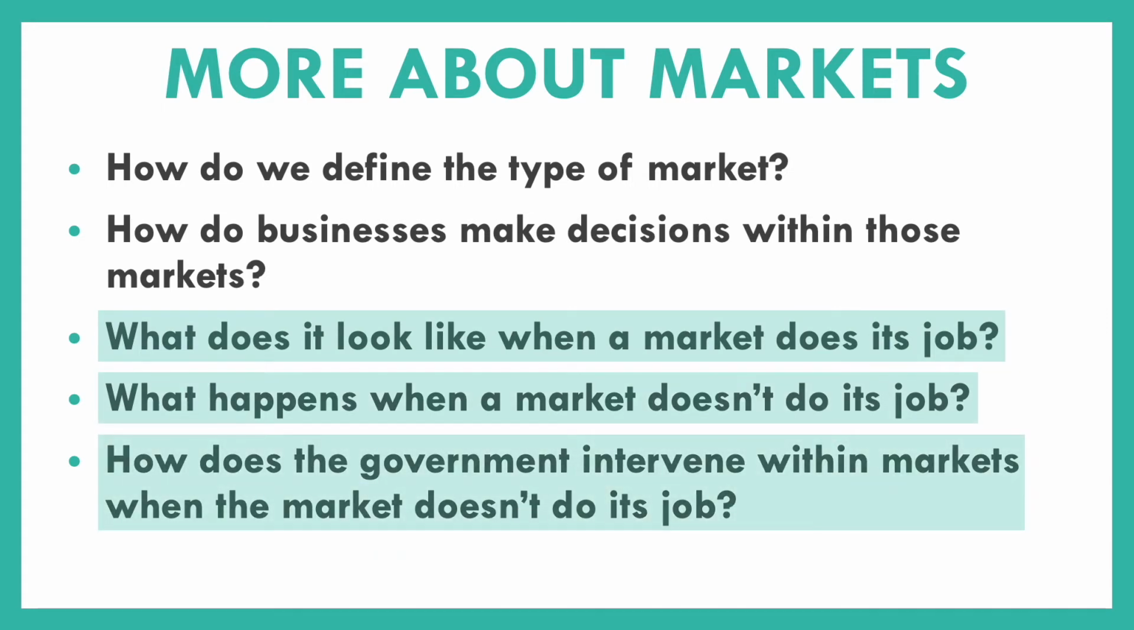What does it look like when a market's doing what it's supposed to? What about when it's not doing what it's supposed to? And then finally, how does the government intervene?